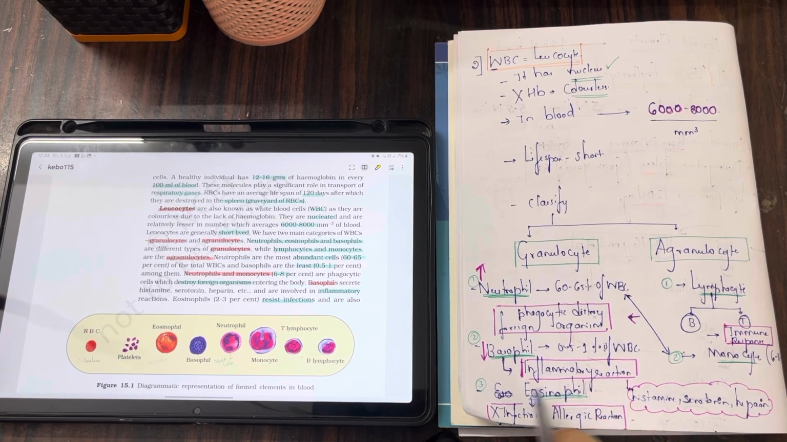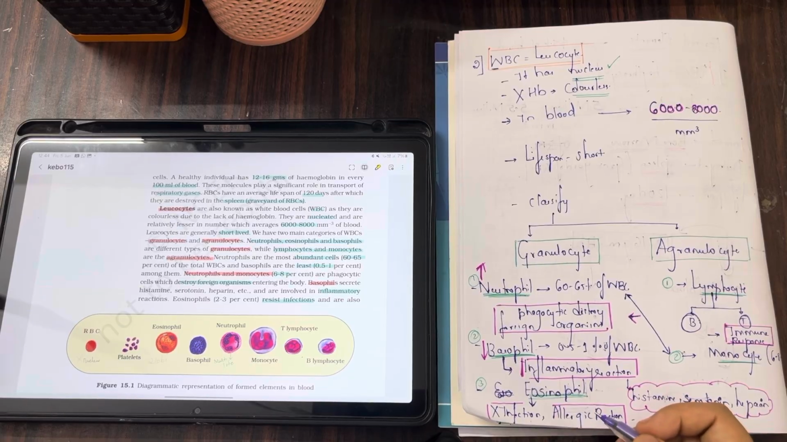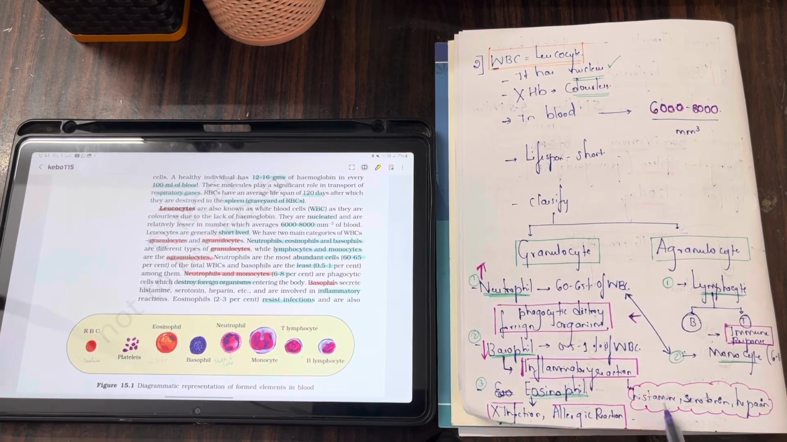What is this inflammatory reaction? It is nothing but a body defense mechanism. For example, when you get injury or any infection, you will have redness, swelling. All those things are inflammatory reaction, and mainly because of release of histamine, serotonin and heparin.